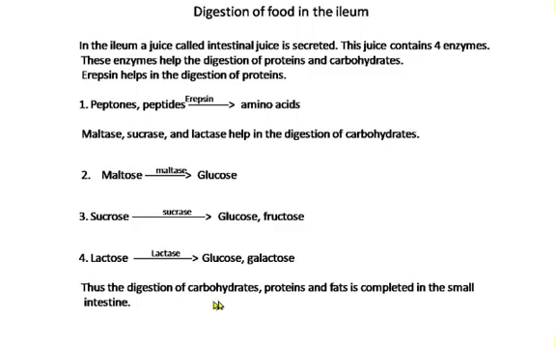Thus, the digestion of carbohydrates, proteins and fats is completed in the small intestine. Students, you will go through the chapter up to where I have talked.